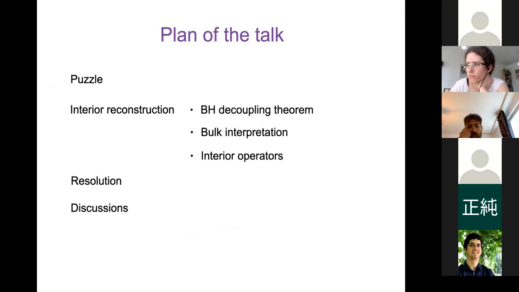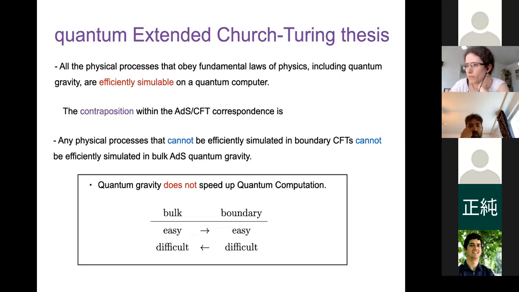Okay, so let me begin with the puzzle. The quantum extended Church-Turing thesis, which I will just call the thesis, is the following physical belief or proposal. All the physical processes that obey fundamental laws of physics, including quantum gravity, are efficiently simulable on a quantum computer. Now, the thesis is a proposal for the sake of argument, so it is not a proven statement. But this thesis is interesting because if it is wrong, then it could mean that quantum gravity effects may speed up quantum computation, right?